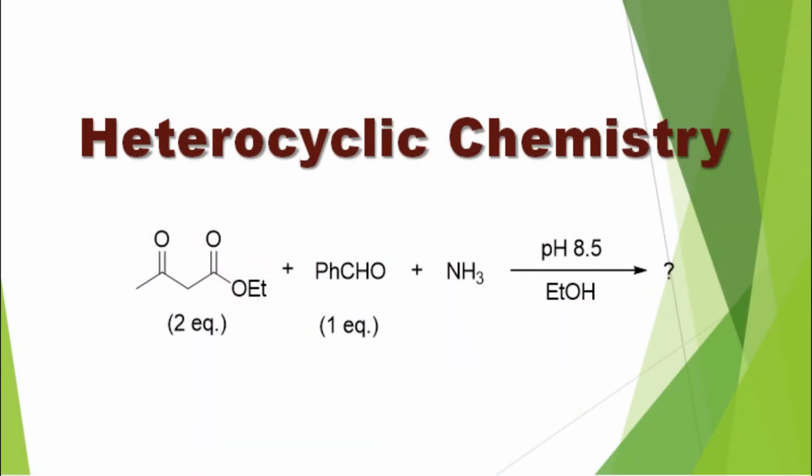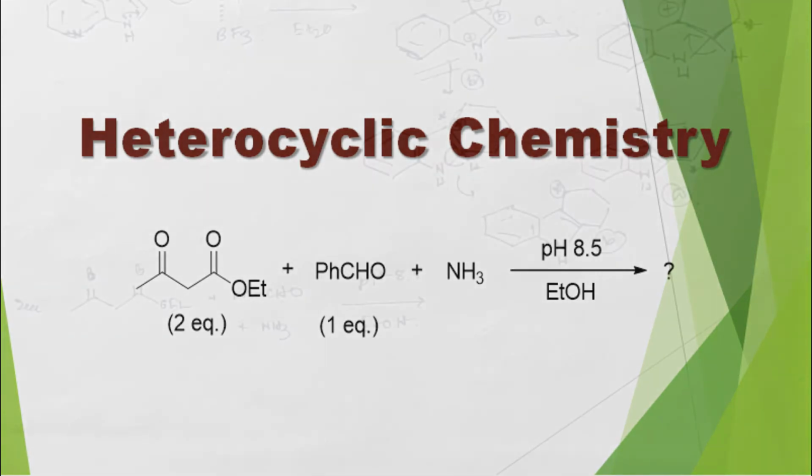So the next problem is a synthetic route to pyridine, which has been set as a problem in CSIR NET, where two equivalents of this active methylene compound are reacted with a benzaldehyde, which has a reactive carbonyl center, and there is ammonia, which is required for pyridine synthesis, and a basic pH of 8.5, and ethanol as a solvent and also a proton donor wherever necessary.